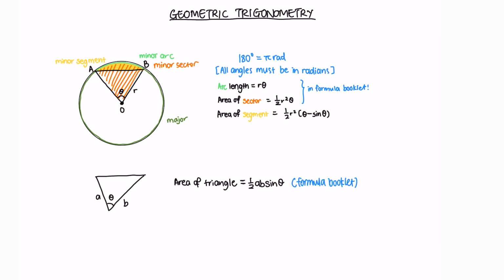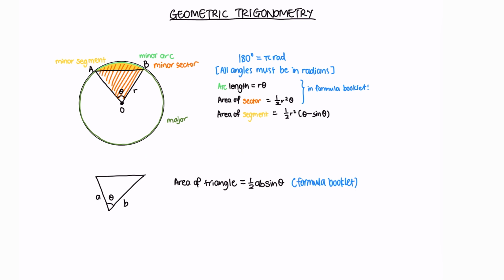This is just simply half AB sine theta, where A and B are the two lengths and theta is an angle here. This formula over here is separate from the formula below this. Over here, we don't have to use theta in radians. We can use it as radians or degrees, and we'll still get the same answer.